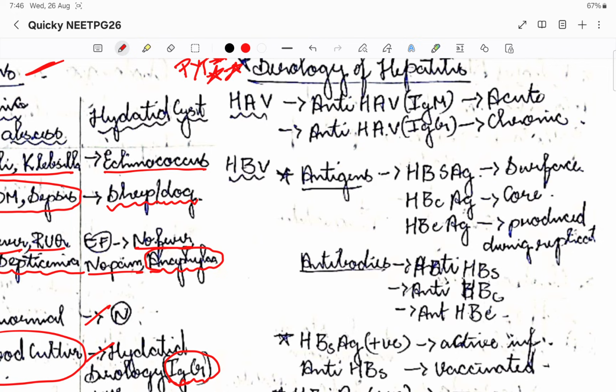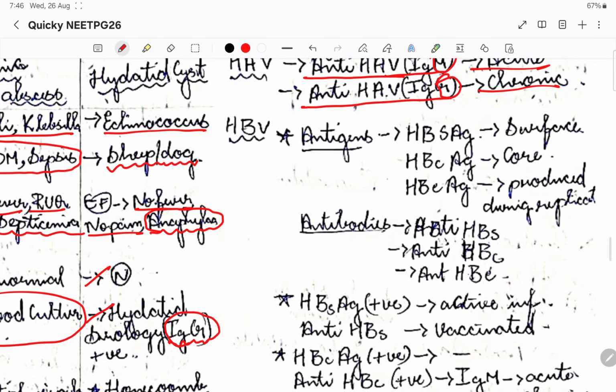So basically, if it is hepatitis A that I want to see, it is going to be anti-HAV that will be raised: anti-HAV IgM and anti-HAV IgG. I told you, IgM always means acute, whereas IgG is chronic. So that is the thing. If it is an acute infection of hepatitis A that is going on, it is going to be IgM that will be raised.